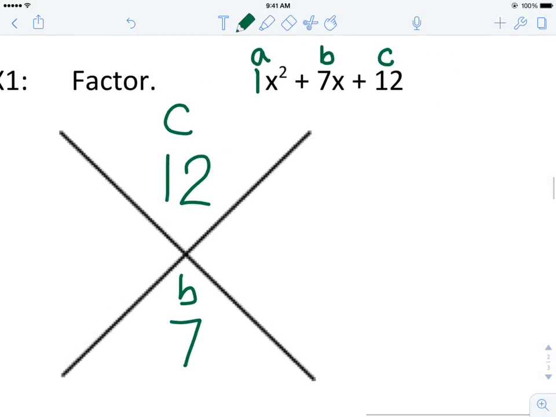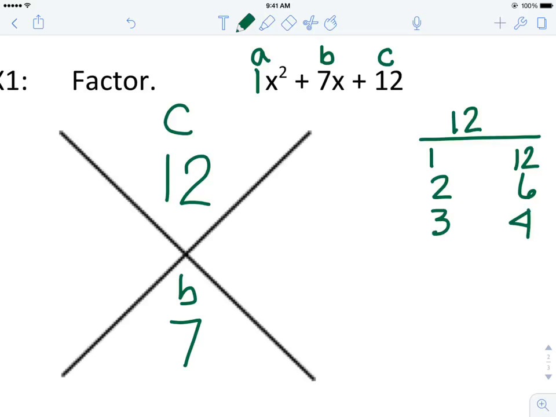Now I'm going to take my 12, and I'm going to figure out what combinations of numbers multiply to give me 12. Now, 12 is a rather small number. It may not be necessary to write all of them out, but it is important to do this for bigger numbers. So I'm going to show you an example with the smaller one. So I say 1 times 12 gives me 12, 2 times 6 gives me 12, and 3 times 4 gives me 12. Notice how I kind of just counted up until I stopped and I didn't have any more? That's the best way to do it.